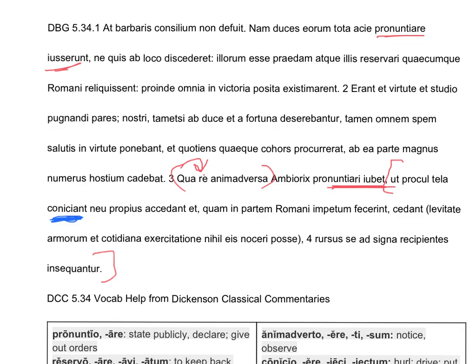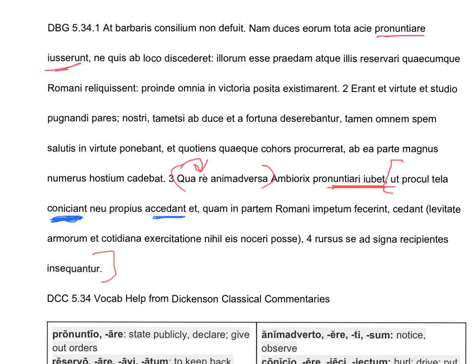Now we also get a neu, which is et and ne put together, because that's like nay. So he wants them to, number one, throw their weapons, and he also wants them to, number two, not do something. That's the thing he wants them not to do. What does he want them not to do? Oh, they should not accedant proprius. They shouldn't get too close. Go figure.